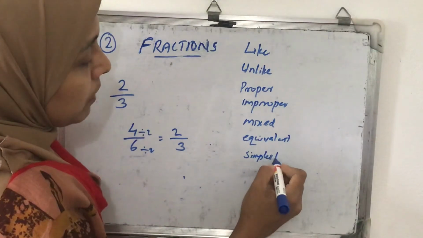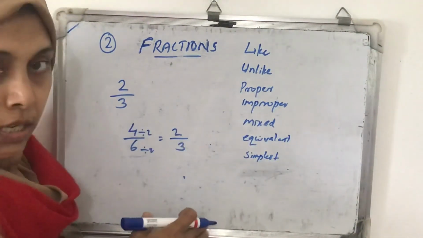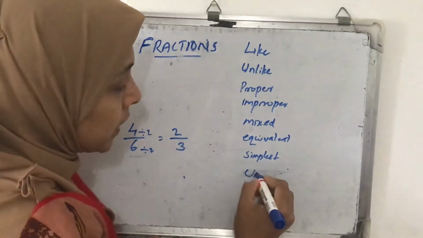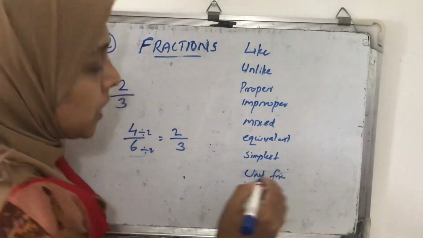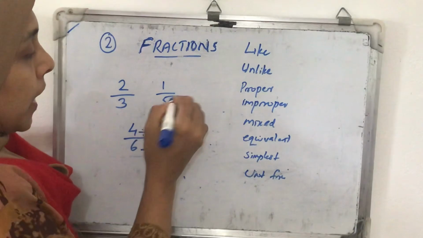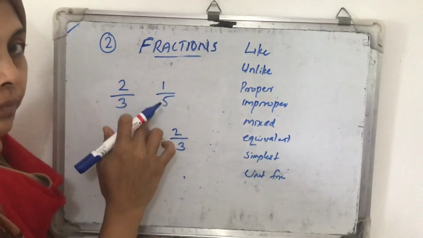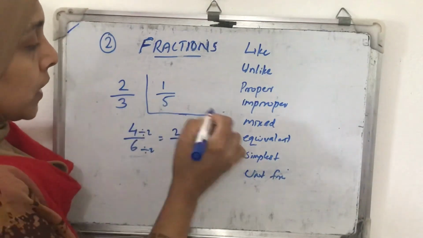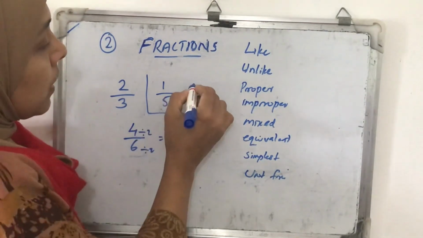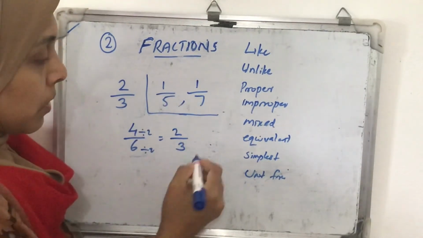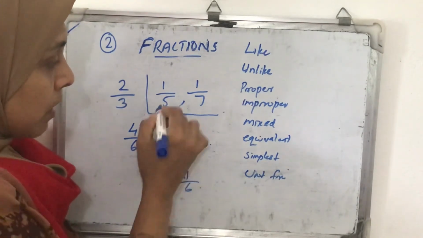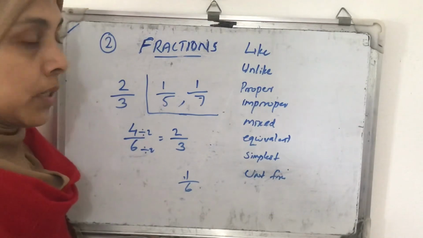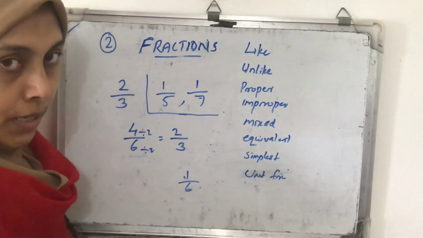So these are the main basics of fractions we studied. And we also want to discuss unit fractions. What is a unit fraction? A unit fraction means a fraction in which the numerator is 1. If the numerator is 1, such fractions are called unit fractions. 1 by 5 is an example, then 1 by 7 is another example, 1 by 6. Look at these fractions, the numerator is 1. Such fractions we name unit fractions.